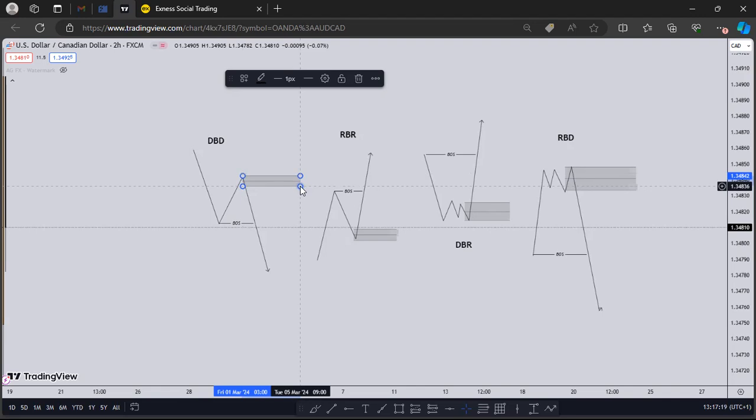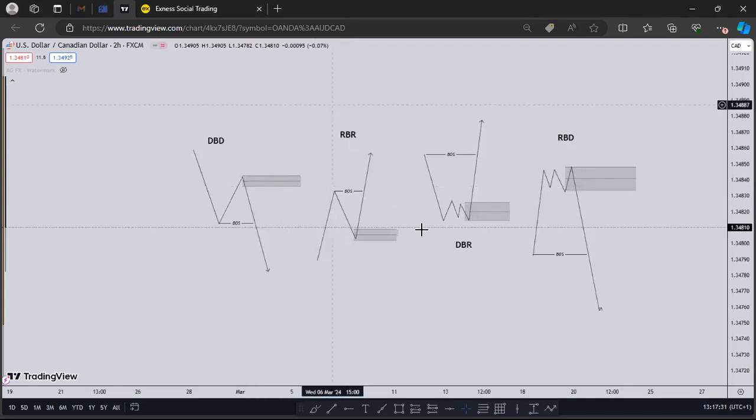Like I told you guys, the four types of supply and demand have one thing in common. What do they have in common? The base. There's always a base for you to take a trade off of. Two, there's always a clear break of structure, either a clear break of structural low or a clear break of structural high, for you to know that this market direction is going in this direction or that direction.